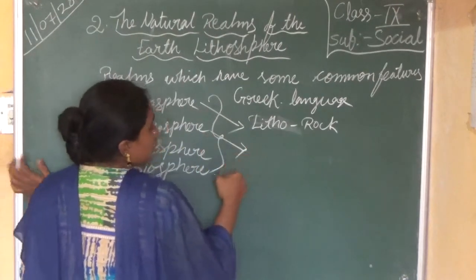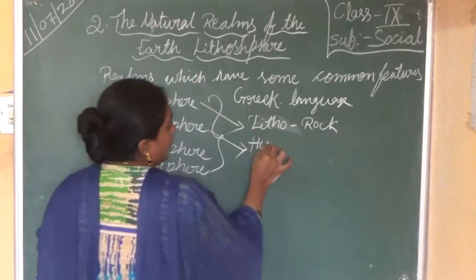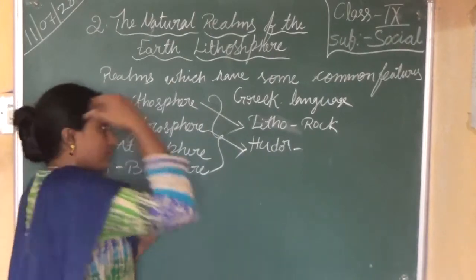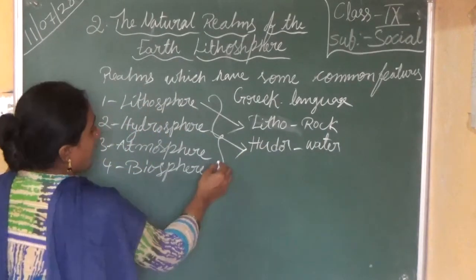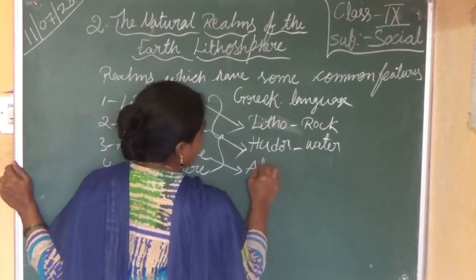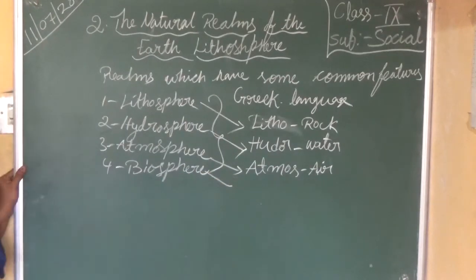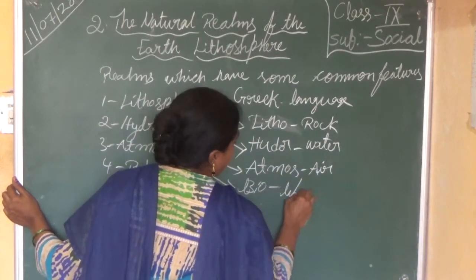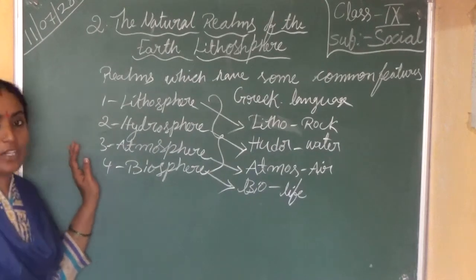And next, hydro. The Greek word is hudor. Hudor means water. In the Greek language, hudor means water. And atmos, all of you know that atmos means air. And last, bio. Bio means what? Life. Bio means life.